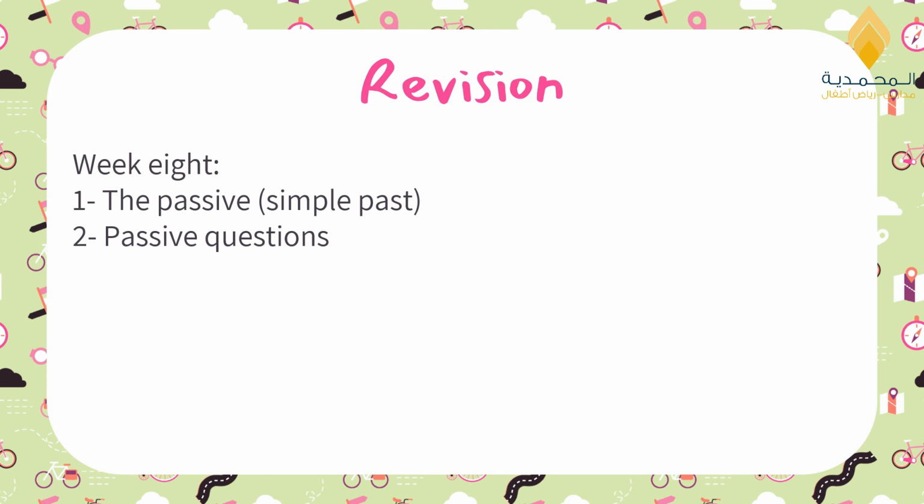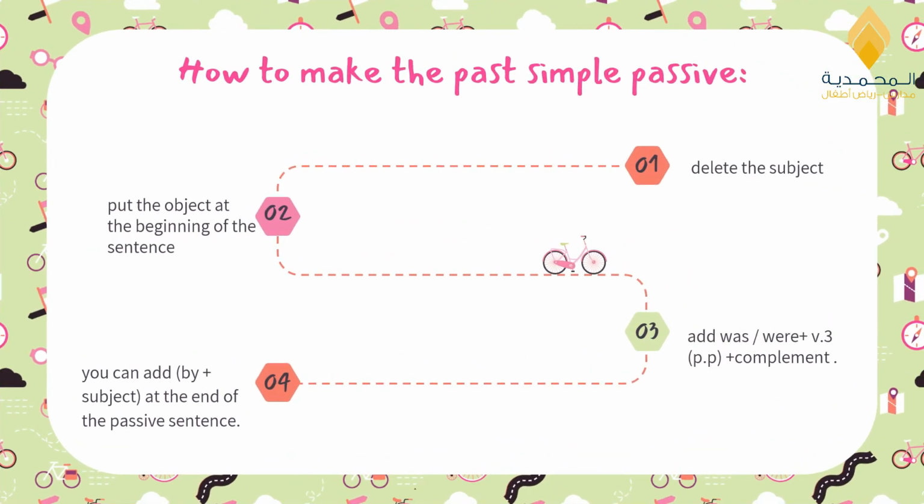Moving to revision for week 8, we are going to start with the passive simple past and passive questions. Now, how to make the past simple passive? We are going to follow the same steps but with a slight difference because we are talking about the past, where I use verb to be in the sentences. I am talking about an action that happened and finished.